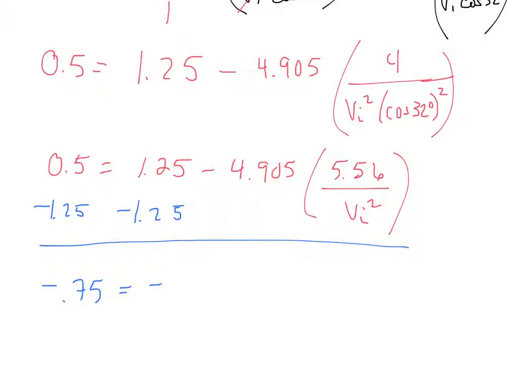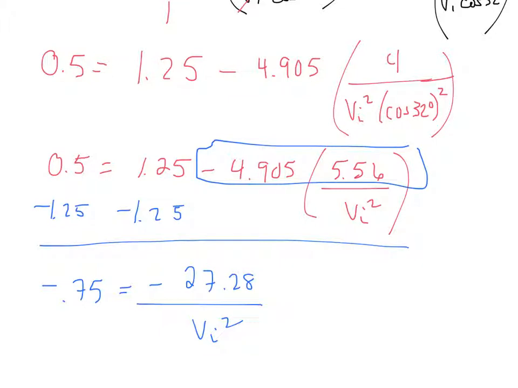All right, 27.28. So that means we get 27.28 all over VI squared. Again, this product right here is what this is right here. Once you've gotten it written like this, you can solve this like we've solved any simple equation before. What do I want to do with these two? Yeah, switch them. And then remember to take a square root, because we're looking for VI.